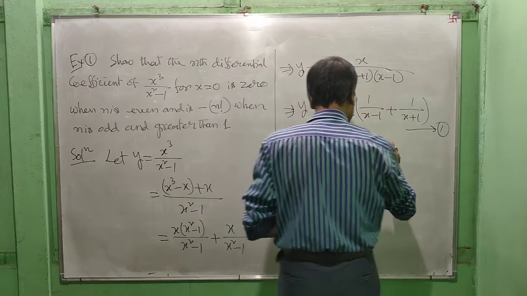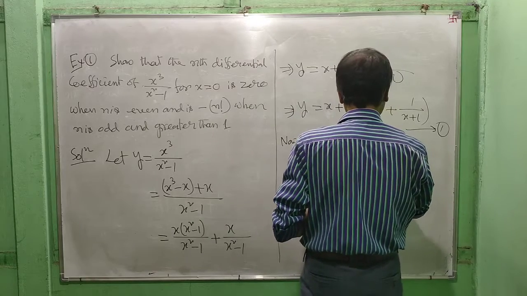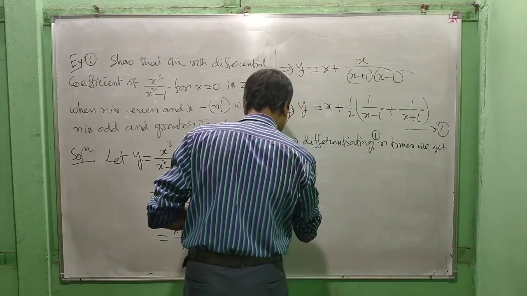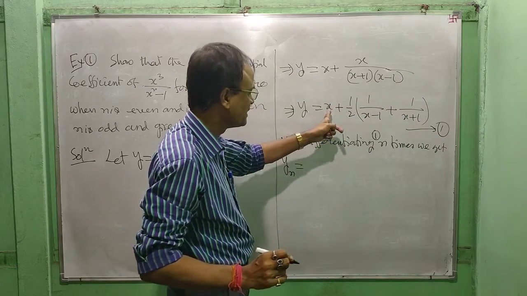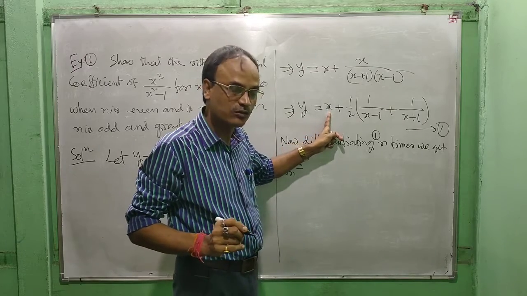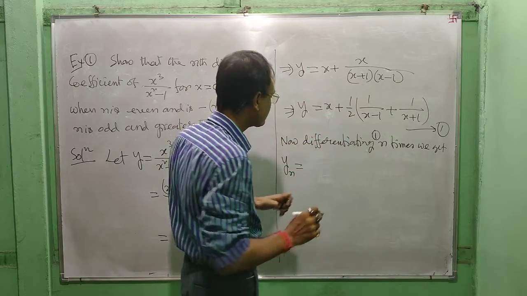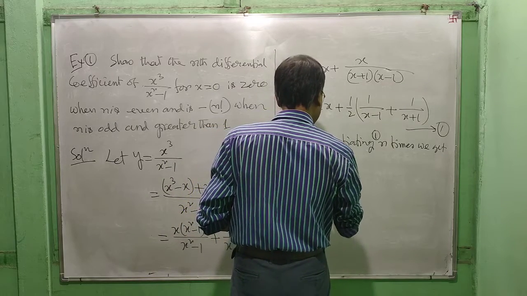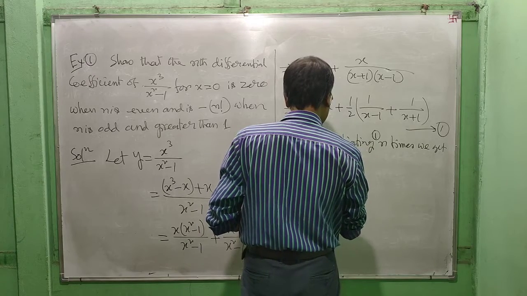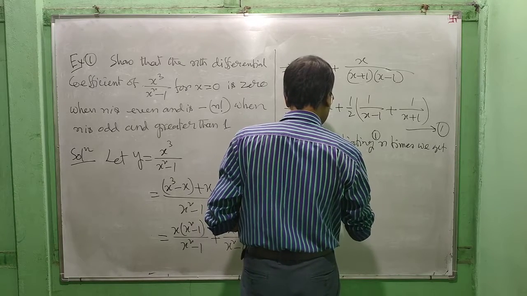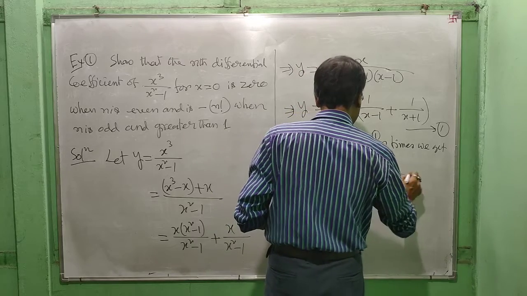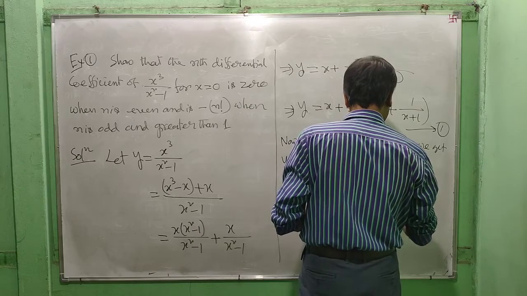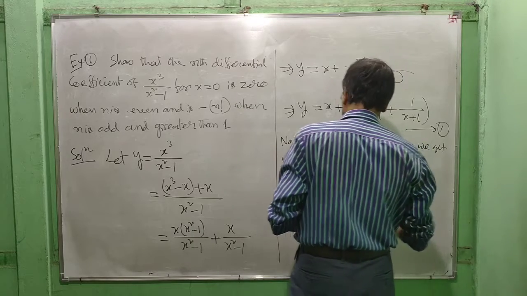Differentiating n times, we get y_n. This is equal to, for this term we will get 0 because n is greater than 1. Half of, for this term, you will get minus 1 whole to the power n factorial n divided by x minus 1 whole to the power n plus 1, plus minus 1 whole to the power n factorial n divided by x plus 1 whole to the power n plus 1. You will get this.